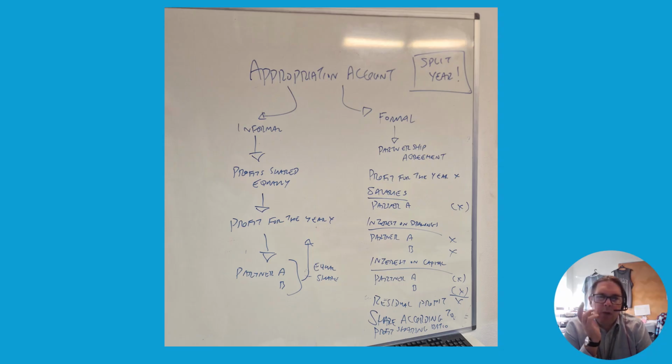So first part we've got here is an appropriation account. So what we've got to remember, the whole purpose for an appropriation account is to find out how much profit is going to be distributed to each partner.